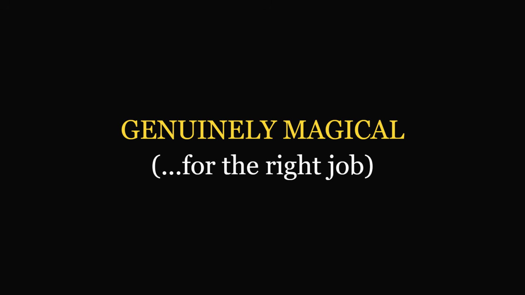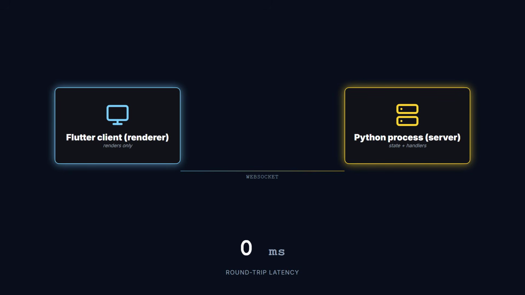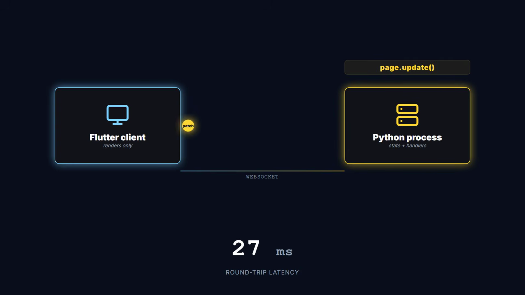The second win is the communication model. And this is where you have to pay attention, because everything that goes wrong later starts here. Flet runs an internal server. That server is your Python process. The client, whether it's a desktop window, a browser tab, or a mobile app, is a thin Flutter renderer. When you call page.update, your Python code doesn't redraw anything directly. It serializes the new state, sends it over a WebSocket, and the Flutter client repaints.